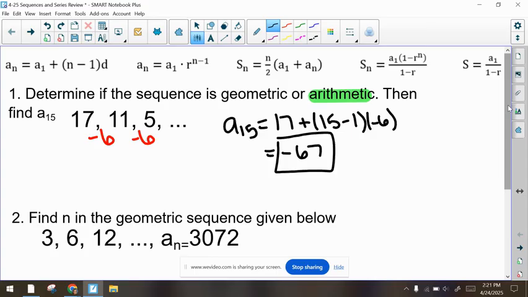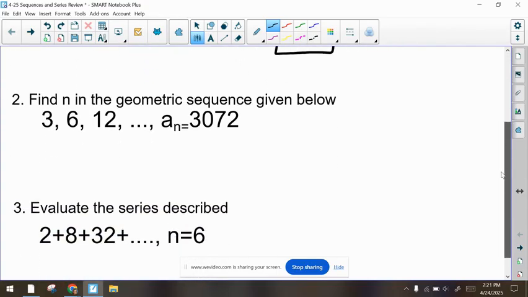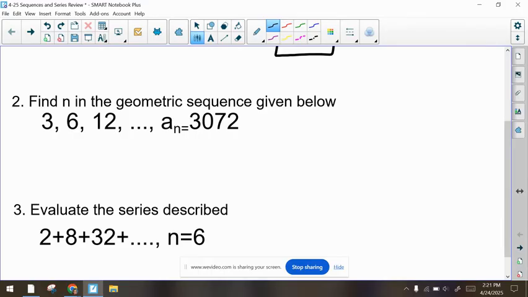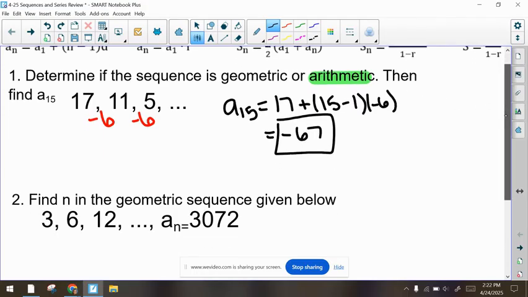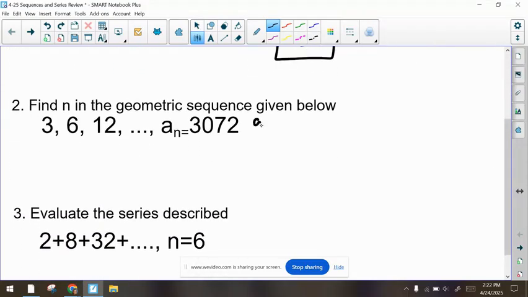Moving on to question 2, this one's a little bit more specific in what it's asking us to do. It says find n in the geometric sequence below, given that we're following the sequence 3, 6, 12, and a sub n is 3072. So when we're talking about geometric sequence, we're using this formula, a sub n equals a sub 1 times r to the n minus 1, which I'll go ahead and write here. So we know everything but n, which is what we're going to solve for. So I'm going to set it up over here.